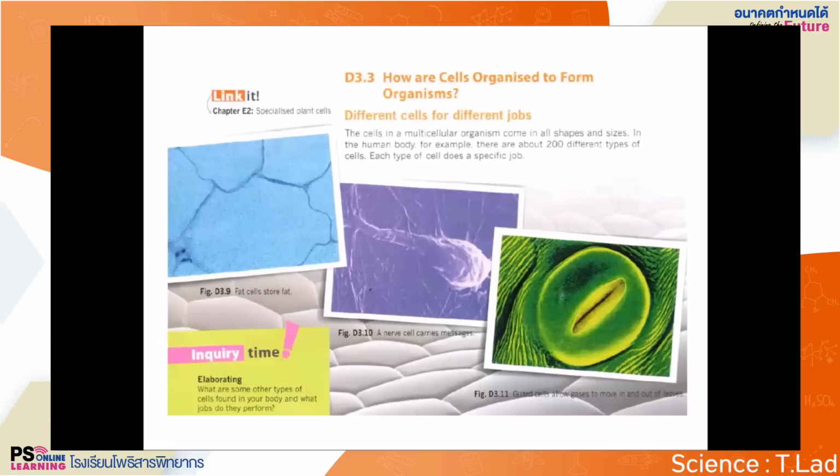Different cells have different jobs. The cells in a multicellular organism come in all shapes and sizes. Meaning different cells have different shapes and sizes, and also they have different jobs to do. In the human body, for example, there are about 200 different types of cells, and each type does a specific job. Fat cells store fat. A nerve cell carries messages. And in plant cells, guard cells allow gases to move in and out of the leaves. These are your oxygen and carbon dioxide.